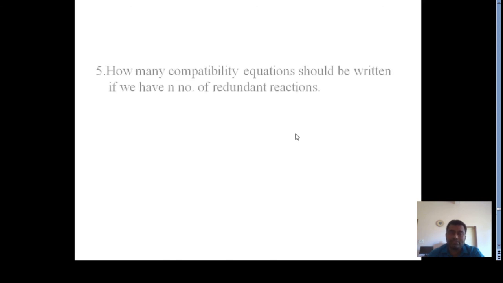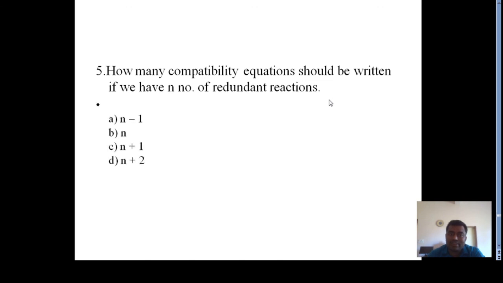Then next question, the fifth and last question in this session. How many compatibility equations should be written if we have n number of redundant reactions? In that case, what is that one? N number of redundant structure. We can see this one, n number of redundant reactions means we require how many equations to solve the redundant reactions? That is A, n minus 1.